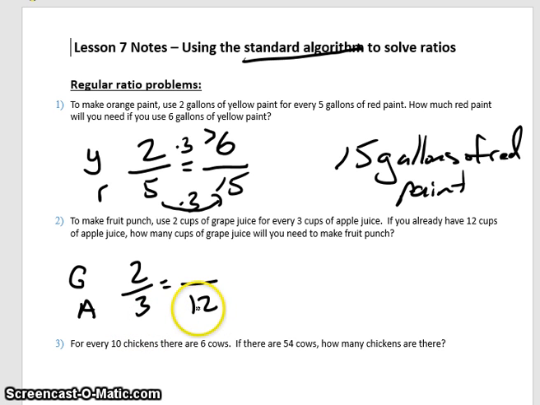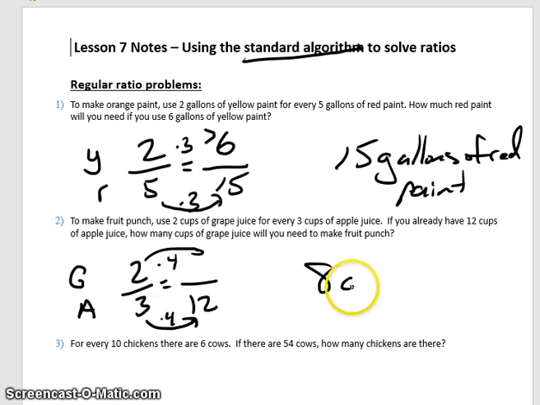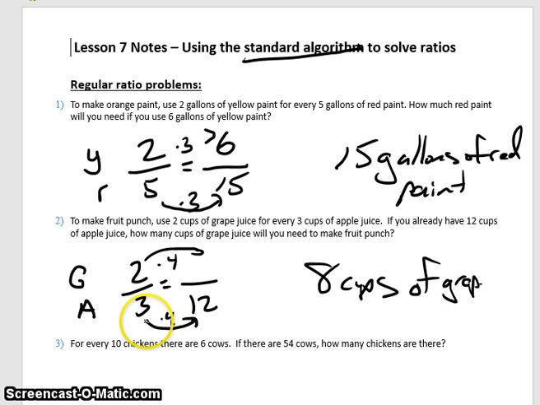Start with the two numbers across from each other. What do you multiply by? Well, we're going to multiply by 4. So let's do that up here. 2 times 4 gives me 8. So I'm going to need 8 cups of grape juice.